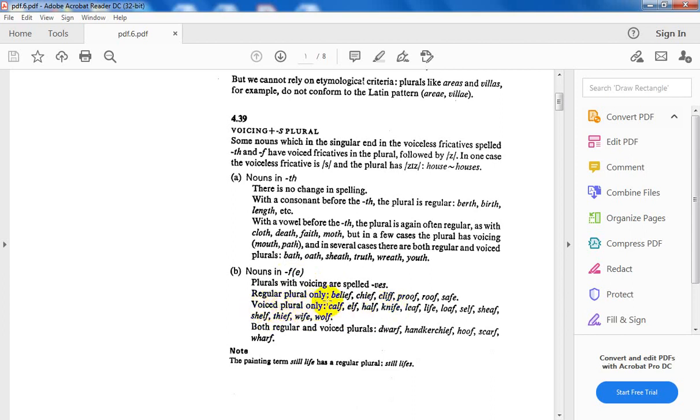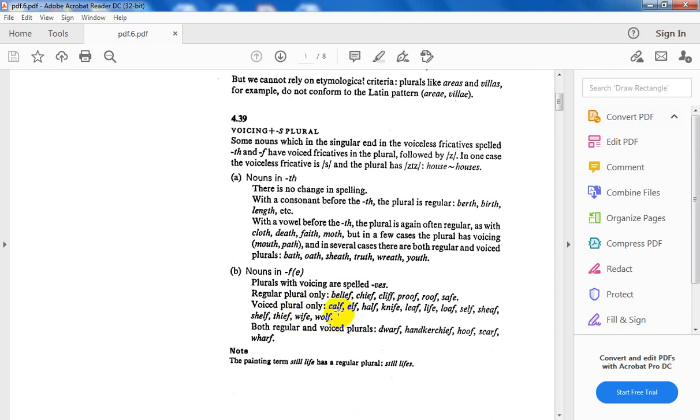Regular plural only: belief, beliefs, just adding s. Chief, cliff, roof, safe, just adding s. Voiced plural only: calf, calves, elf, elves. This f will be changed to ves, from voiceless f to voiced v.